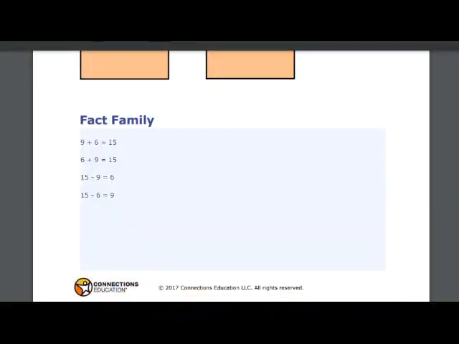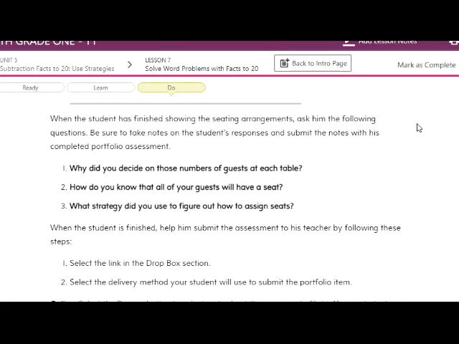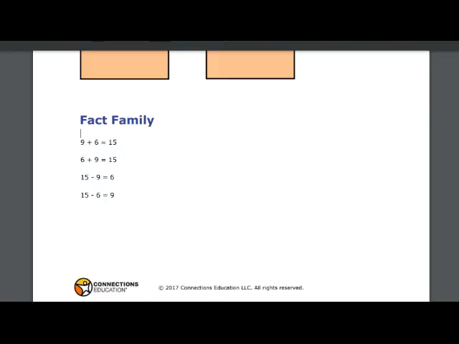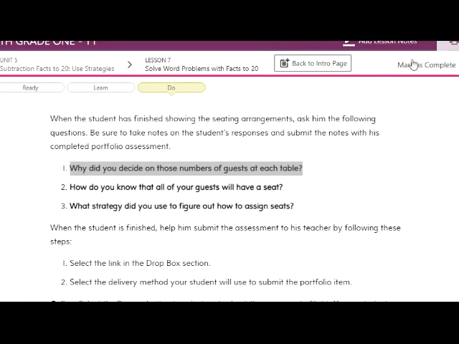Let's look at our directions. You're going to discuss these 3 questions, and your parent or caretaker can help you write down your answers. Number 1 says, why did you decide on those number of guests at each table? So I'm just going to go down here below my fact family, and I'm going to write number 1 and answer that. I put more people at the bigger table. That's why I decided to put them where I put them. I wanted the bigger number at the bigger table.